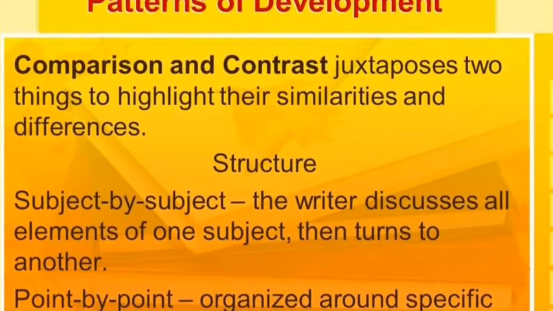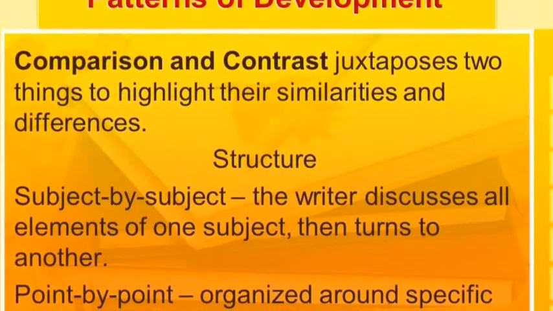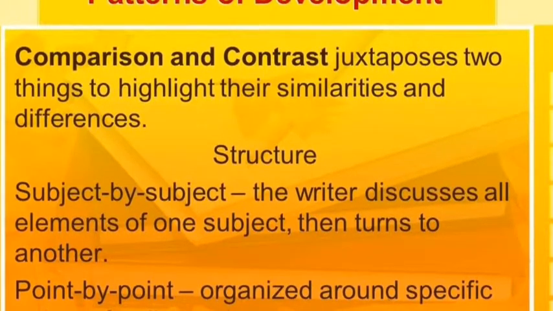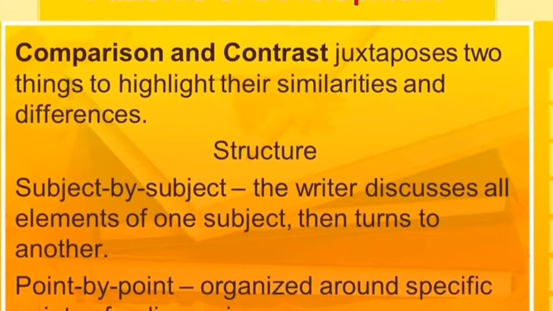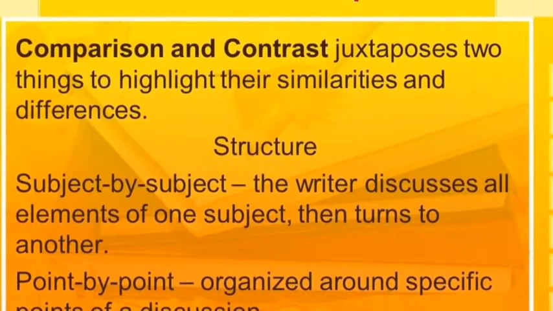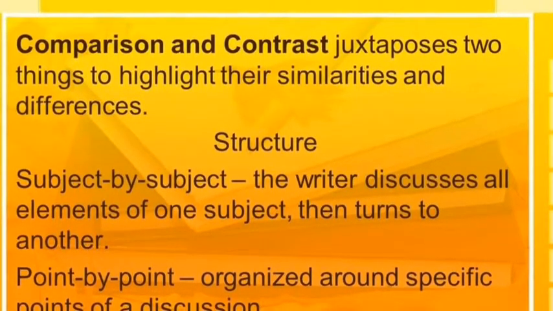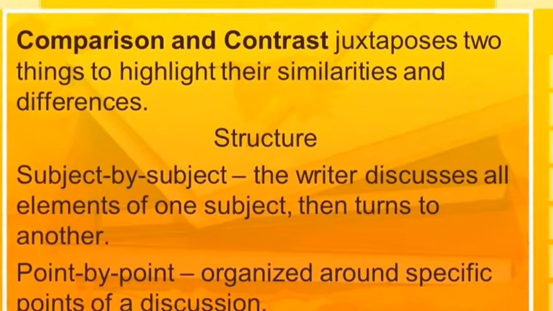Comparison and contrast, whether as a full paragraph or a full essay, can be organized in two ways, subject by subject or point by point. In a subject by subject analysis, the writer discusses all elements of one subject, then turns to another. For instance, a comparison and contrast of two presidential candidates by subject would provide a full discussion of the first candidate, then the second candidate.